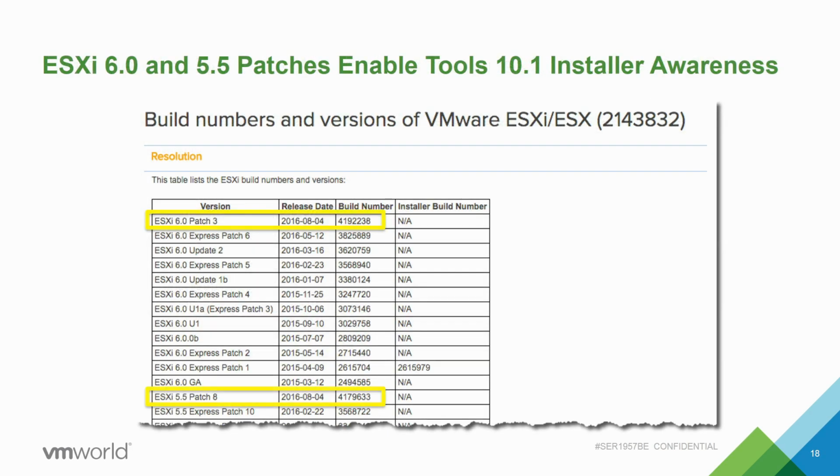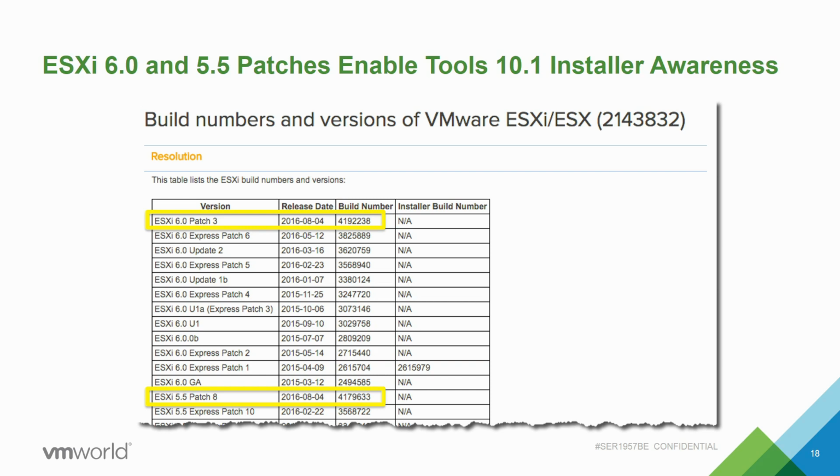And in order to support that change, we had to modify vSphere. And to get a change in vSphere, you have to have a patch. So about a year ago, we released a patch for ESX 5.5 as well as 6.0 that introduced the logic for detecting the proper version of tools.